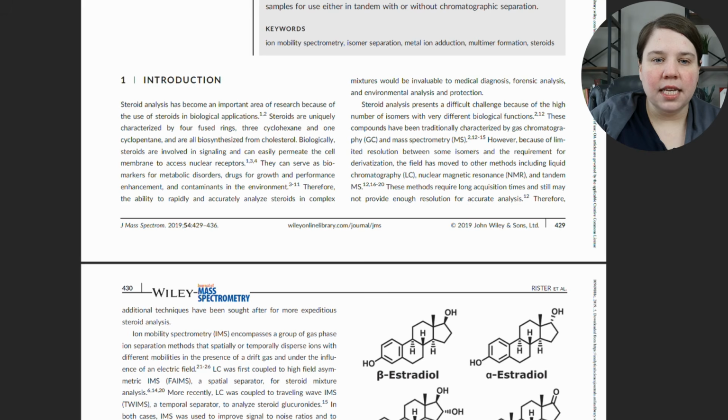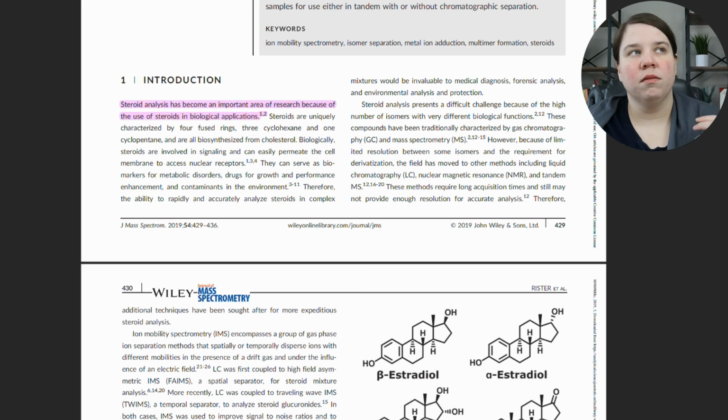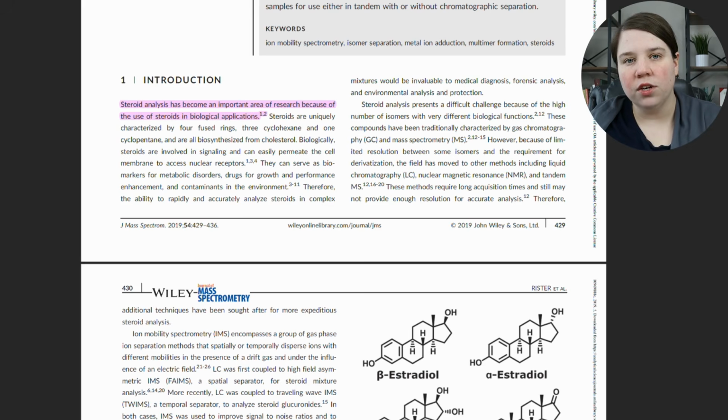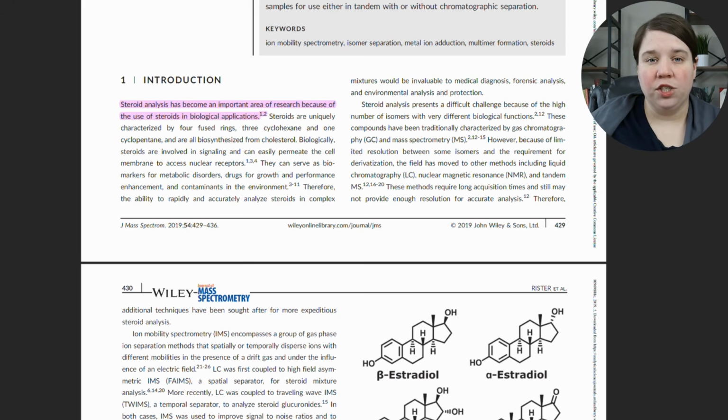And so you can see here that our very first sentence, I'm going to go ahead and highlight it, is: steroid analysis has become an important area of research because of the use of steroids in biological applications. And so the purpose of this sentence, and albeit I didn't know the formula when I was writing these papers, this was still pretty early in my writing career, but the purpose of this sentence is to get your readers to understand why they should read your paper.